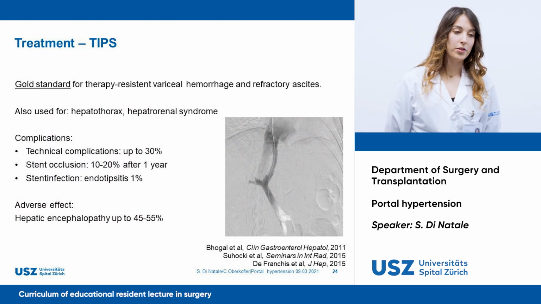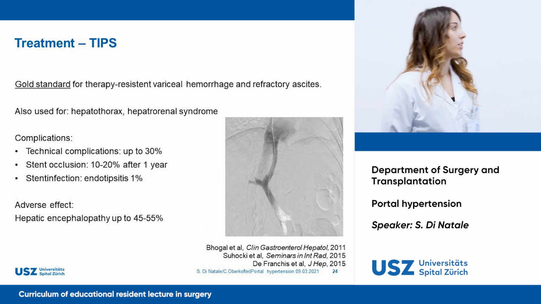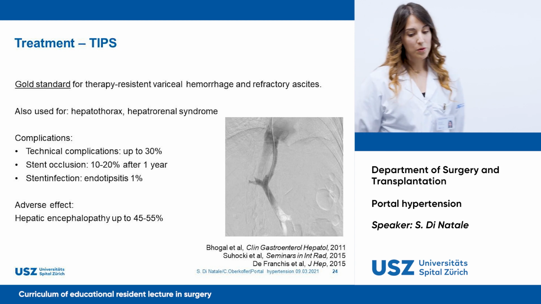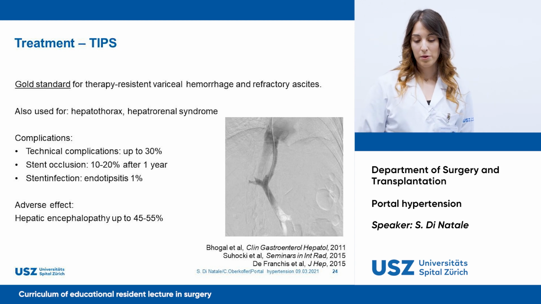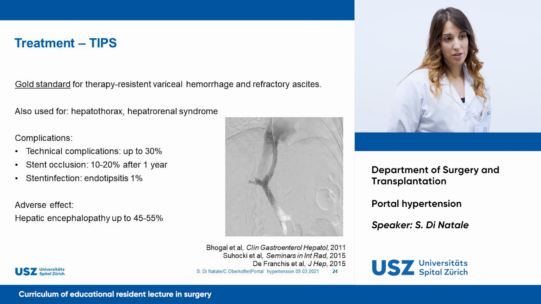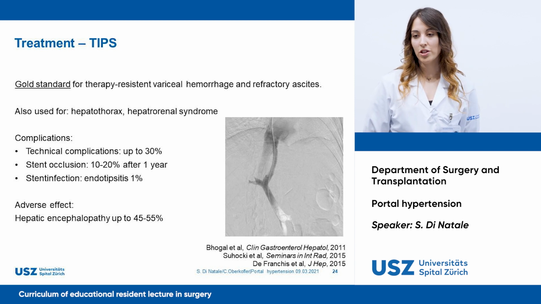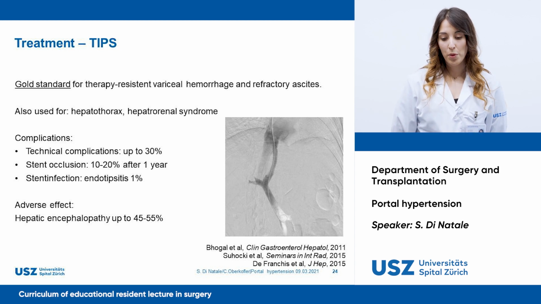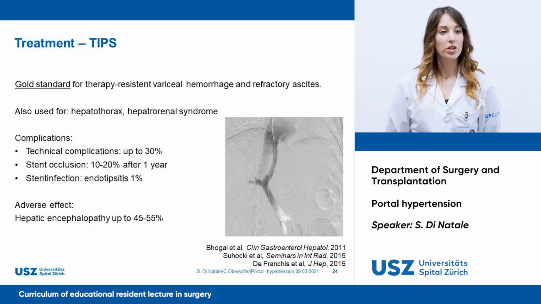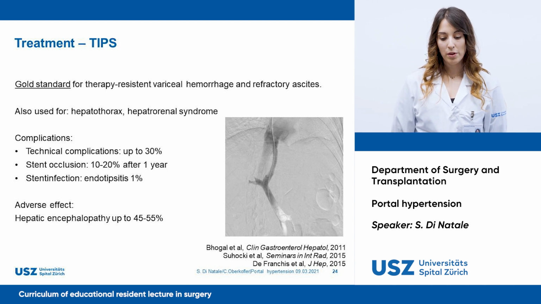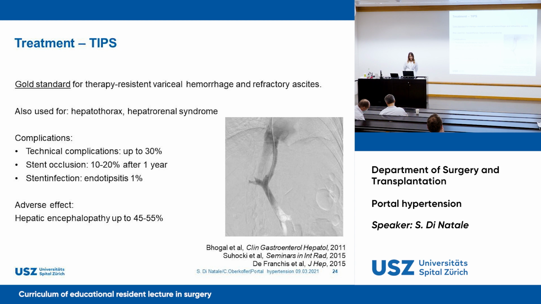Now, TIPS is a gold standard for therapy-resistant variceal hemorrhage and refractory ascites, and can also be used for hepatothorax as well as in hepatorenal syndromes. Complications include technical complications such as puncture of the liver capsule in up to 30%, as well as stent occlusion, which is seen in 10 to 20% within 1 year. Last but not least, also stent infection, only seen in 1% of the cases, but this should be aggressively treated with antibiotics. One of the most common adverse effects is hepatic encephalopathy in up to 55% of the patients after TIPS.